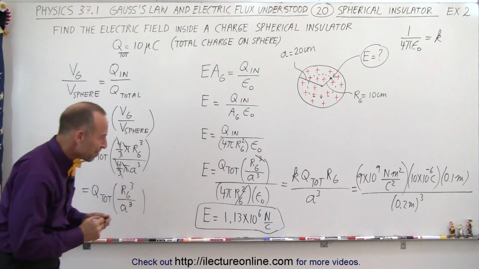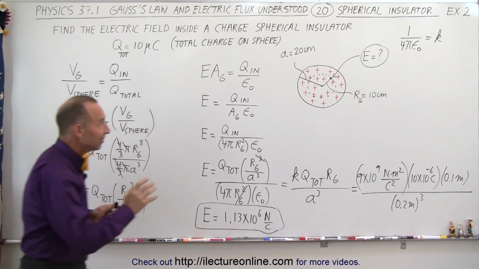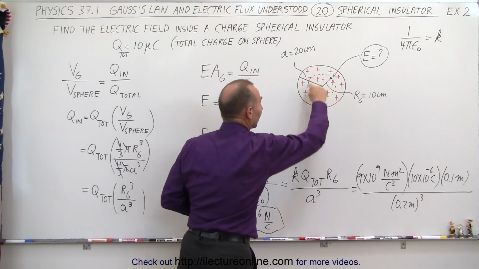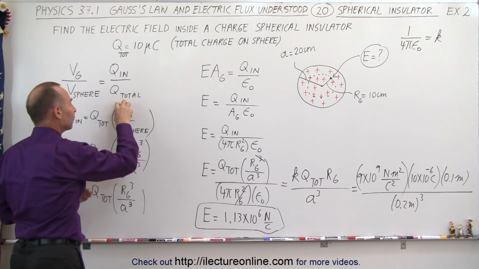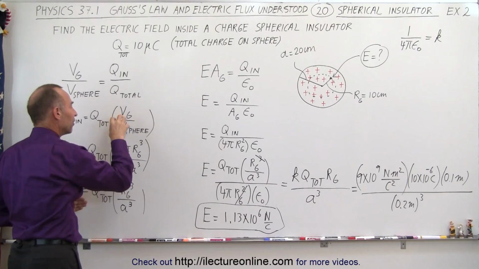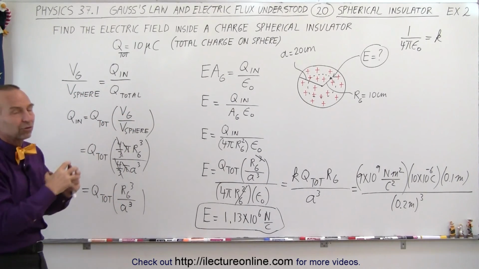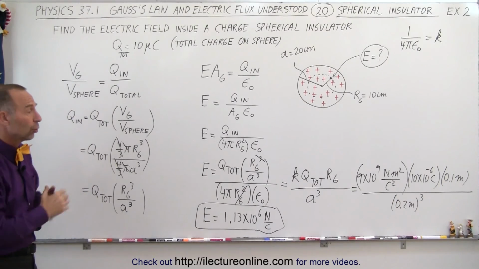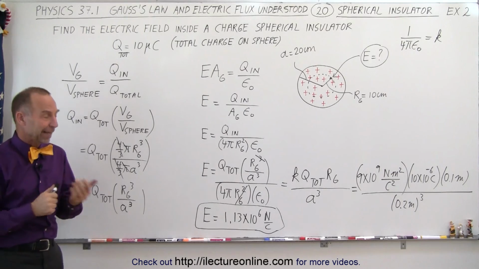But again, the key is that we realize that in this case, the charge inside is simply going to be equal to the total charge times the ratio of the volume of the Gaussian surface divided by the volume of the whole sphere. That's the portion of the total charge that's inside the Gaussian surface relative to the total charge on the whole sphere, and that's how we then calculate the electric field inside. And that's how it's done.